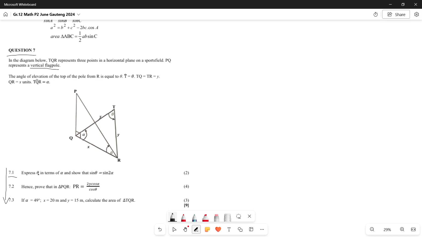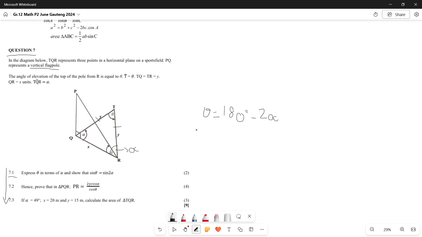So 7.1 says, express theta in terms of alpha and show that sine theta equals sine 2 alpha for 2 marks. So this means we're going to be working in triangle TQR over here because we have an isosceles triangle that was given to us, which means that angle TRQ over there is also equal to alpha because angles opposite equal sides are equal. Okay, we don't have to put any reasons, but this is how we're going to prove this, because theta over here equals 180 degrees because of interior angles of a triangle minus 2 alpha over there.